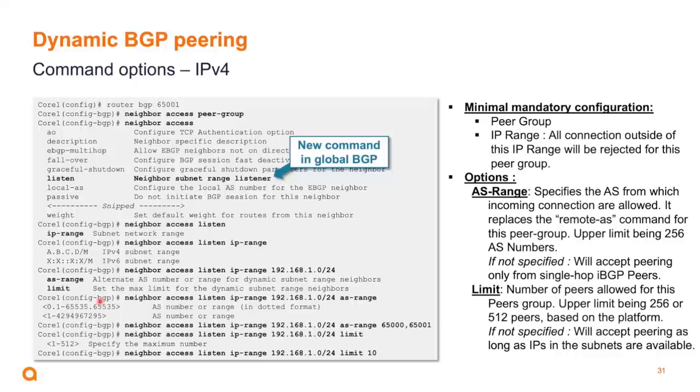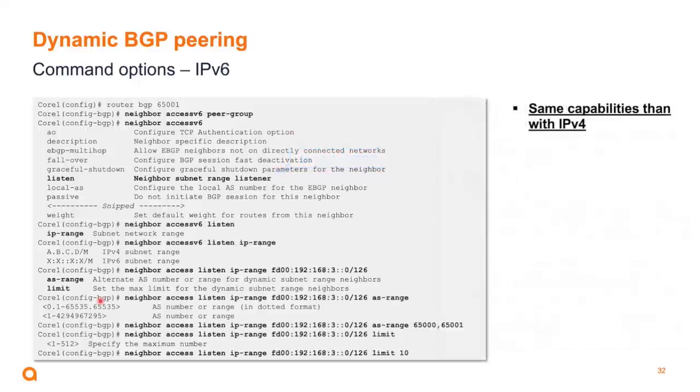The second option is the limit, which will determine the maximum number of clients that we may want to allow for this peer group. If we don't specify it, we will accept peering as long as we have IP addresses available for the configured subnet. For IPv6, there is no difference in terms of configuration, and you can use the exact same process with the same options.